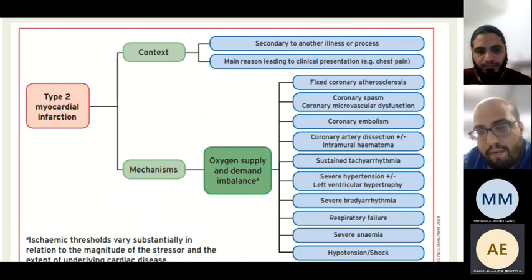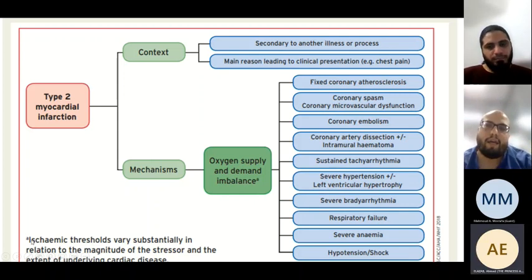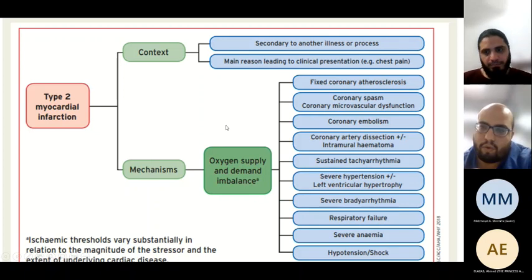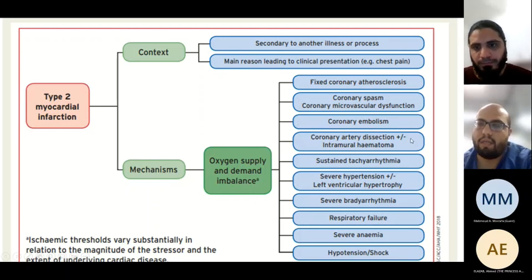Yeah, carry on. I'm sorry. I'm still confused between the type 1 and type 2. Yeah, I know where the confusion is coming from.